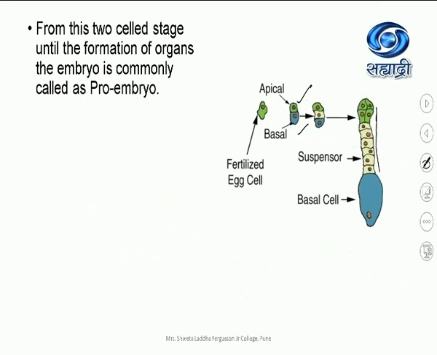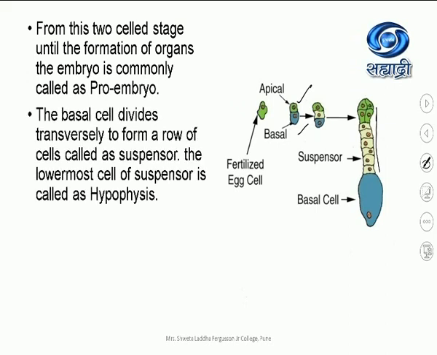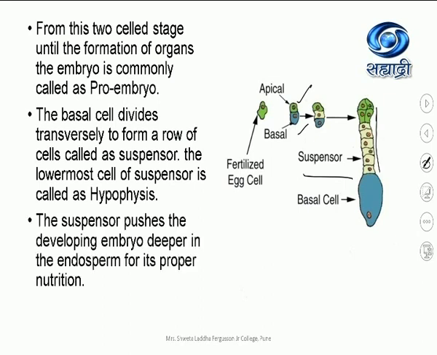So from this two-cell stage, again I repeat, until the formation of organs, the embryo is commonly called the proembryo. So initially we will call it the proembryo. The basal cell divides transversely to form a row of cells which are called the suspensor. You can see the suspensor. What is the function of the suspensor? The suspensor is just pushing the developing embryo for getting maximum nourishment. The lowermost cell of the suspensor is called the hypophysis. The suspensor pushes the developing embryo deeper into the endosperm for proper nourishment. It functions as a haustorium. Haustorium is one which will suck the food. Here it is helping the embryo to derive the food from the endosperm.